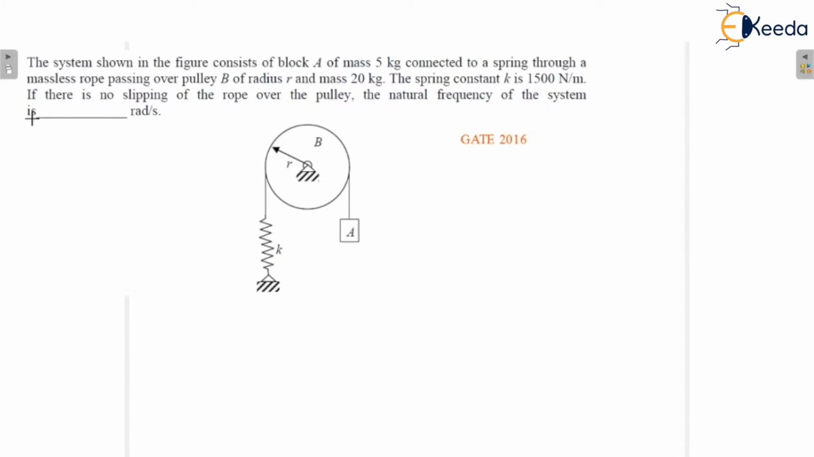The system shown in the figure consists of a block A of mass m, 5 kg, connected to a spring through a massless rope passing over a pulley B of radius r and mass 20 kilograms. So the mass of the pulley is 20 kilograms, and the mass of the block is 5 kilograms. The spring constant K is given as 1500 Newton per meter. If there is no slipping of the rope over the pulley, find the natural frequency of the system.